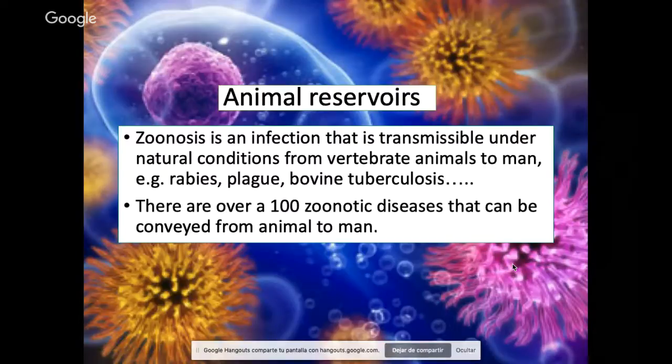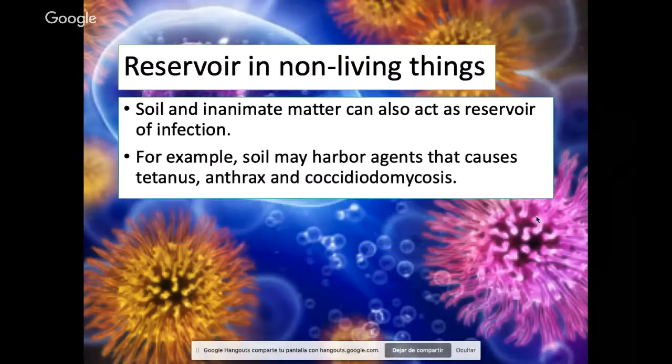On the other hand, animal reservoirs for zoonotic infection, we talked about that already. There are over 100 zoonotic diseases that can be transmitted from animal to man. Reservoirs in non-living things are soil and inanimate matter that can also act as a reservoir for infection. For example, soil may harbor agents that cause tetanus, anthrax, or coccidioidomycosis.